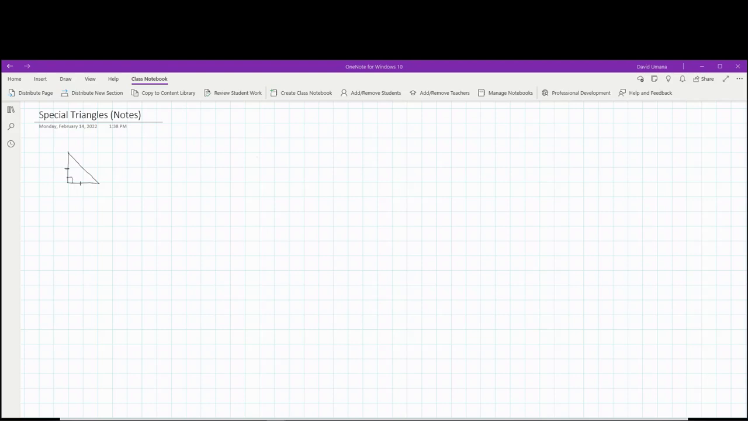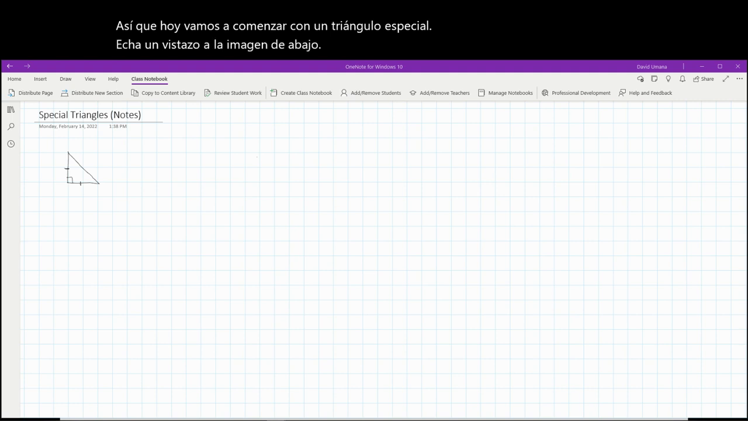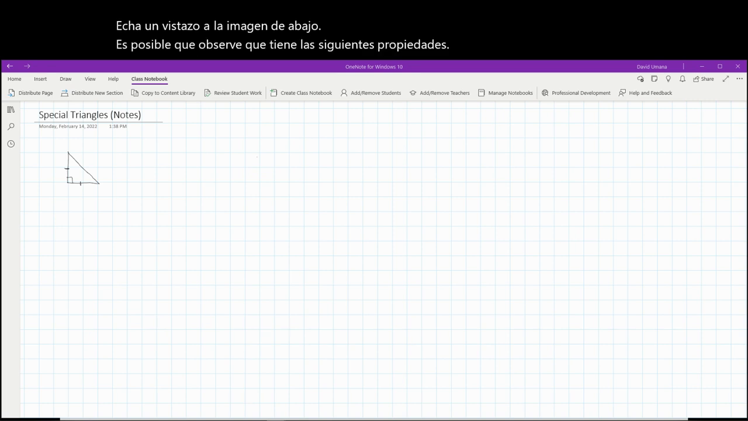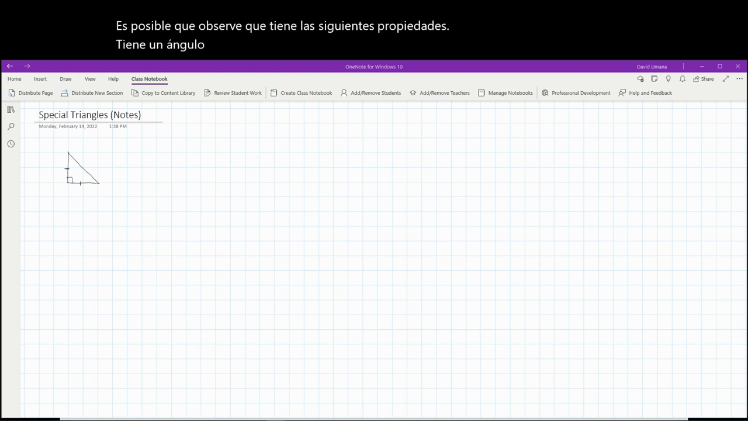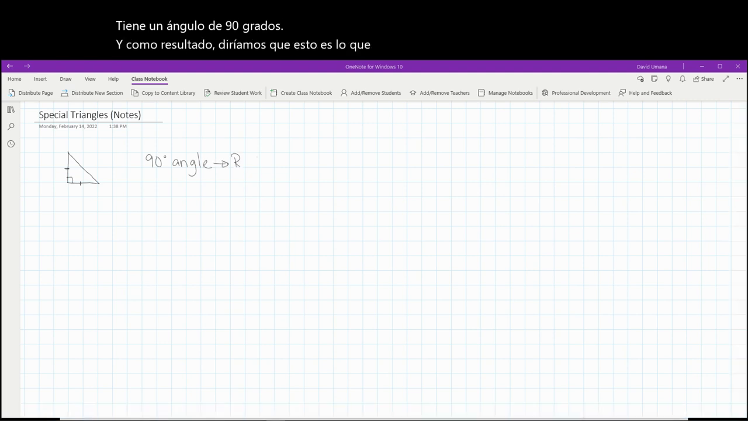So today we're going to begin with a special triangle. Take a look at the image below. You might notice that it has the following properties. It has one angle that measures 90 degrees. So it has a 90-degree angle. And as a result, we would say that this is what we would commonly call a right triangle.